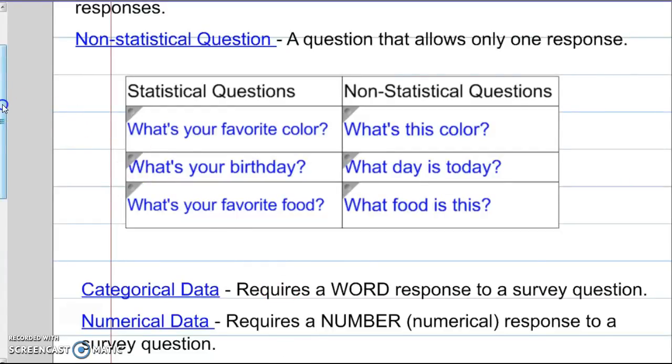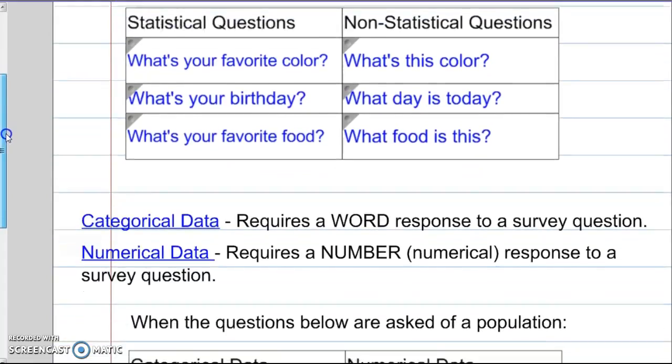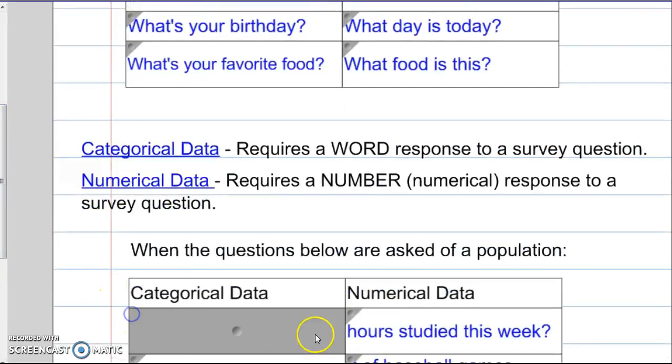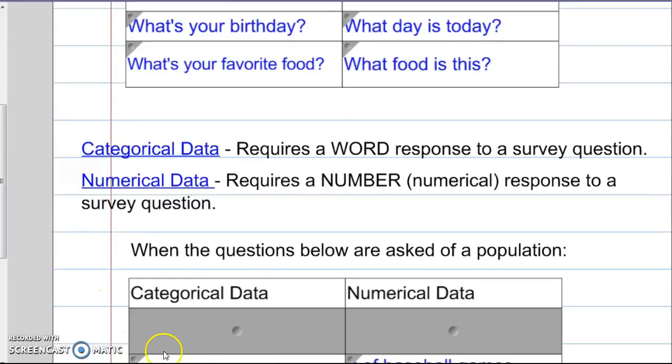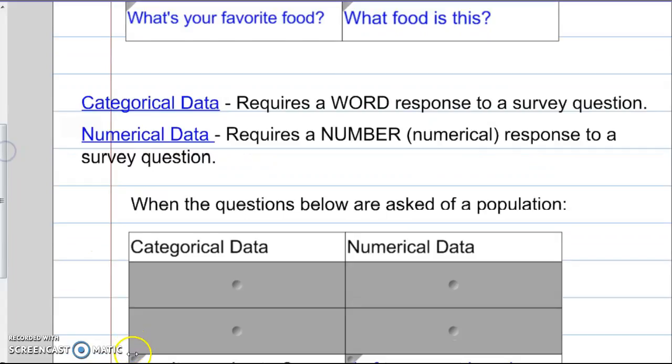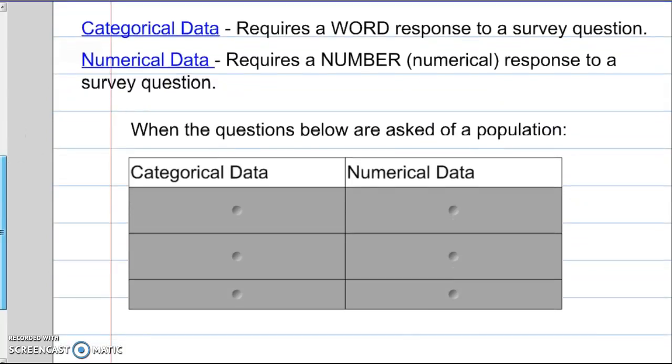The last thing that I want you to copy on your notebook page is this table. You're going to make two columns, similar to what you did at the top of your notebook page. One needs to say categorical data and one needs to say numerical data. So pause your video right now and draw and label this table.